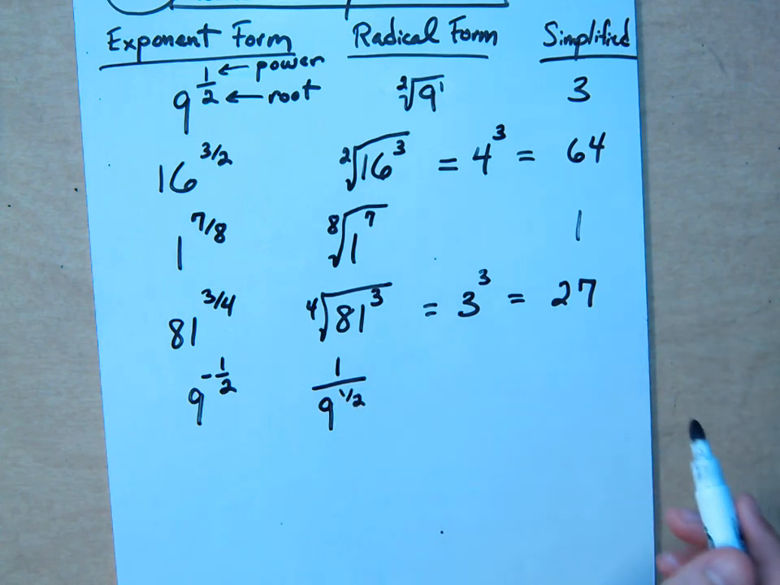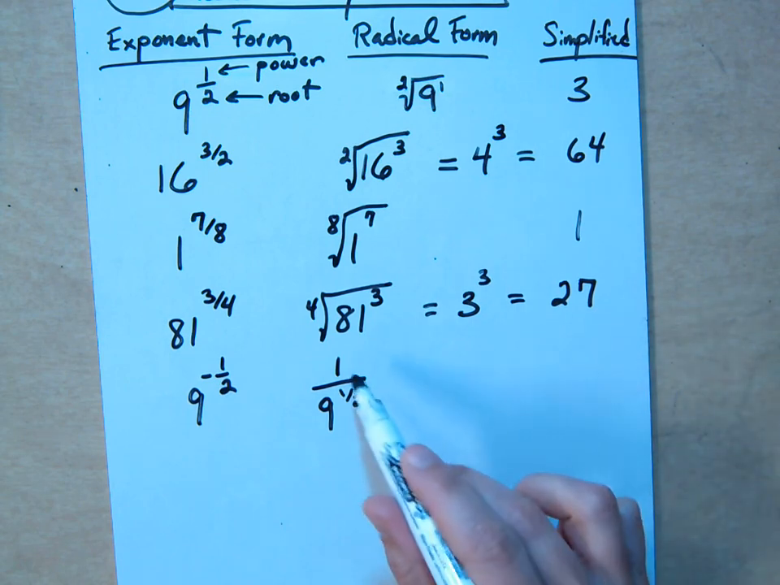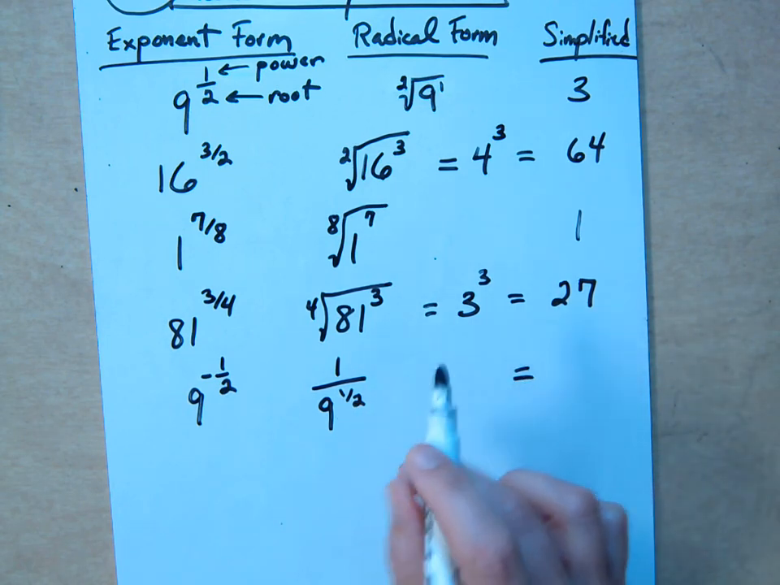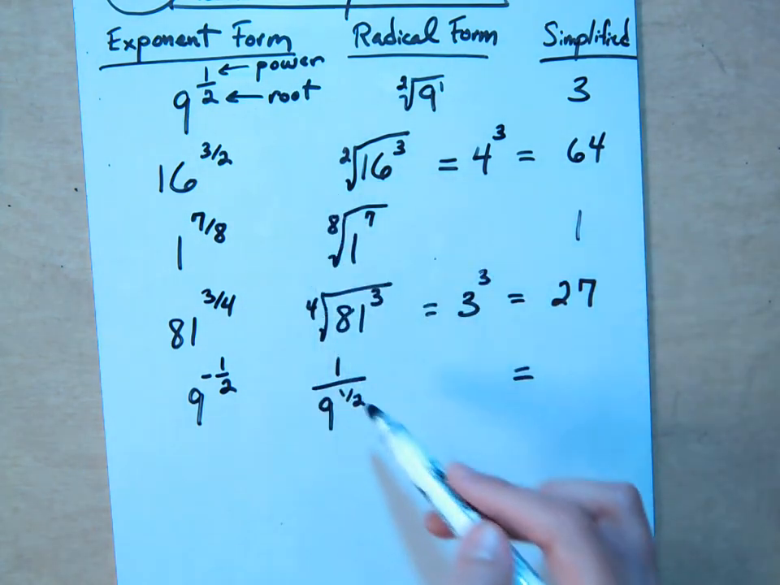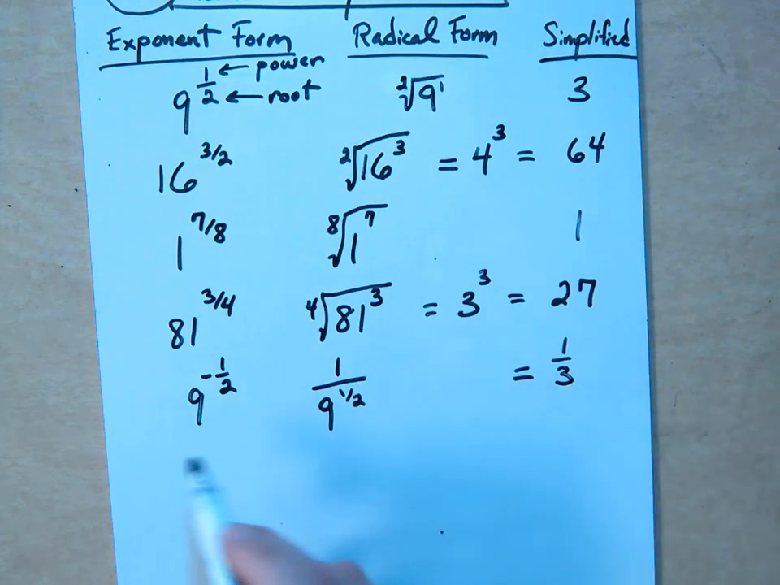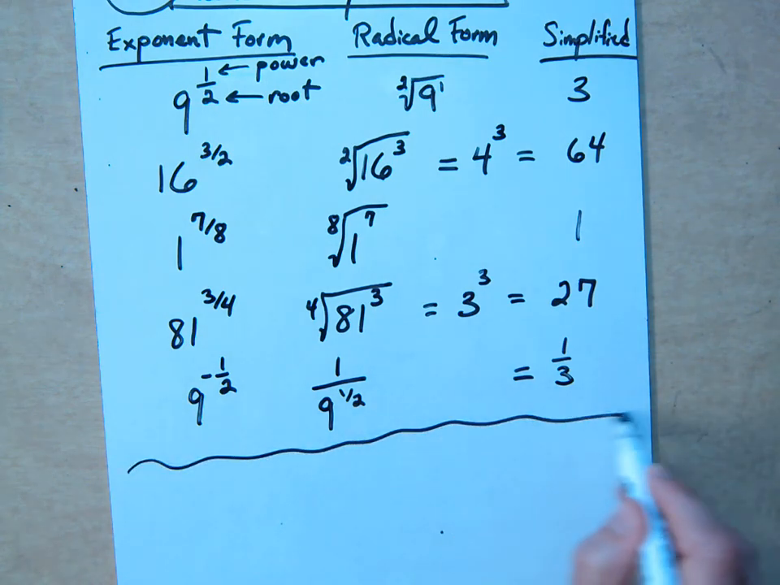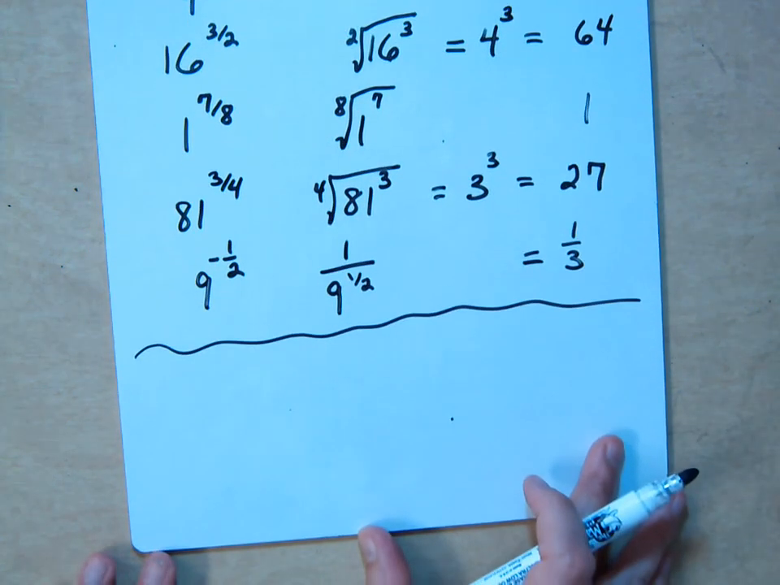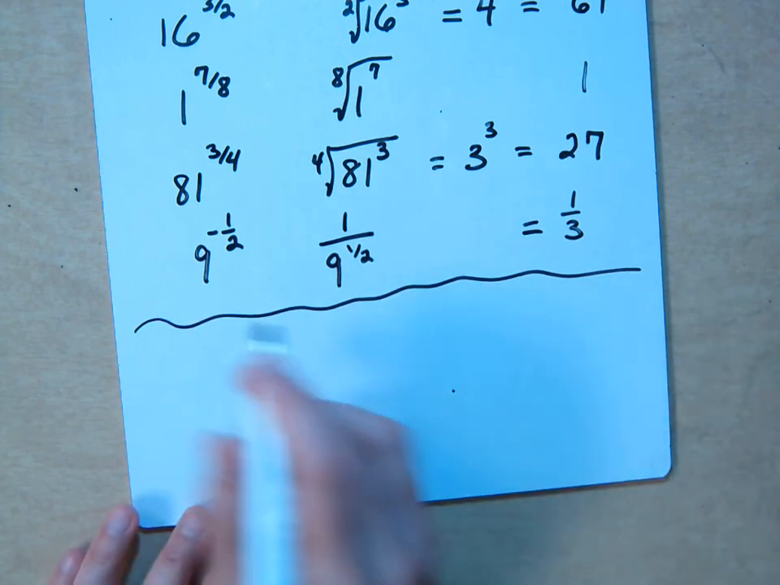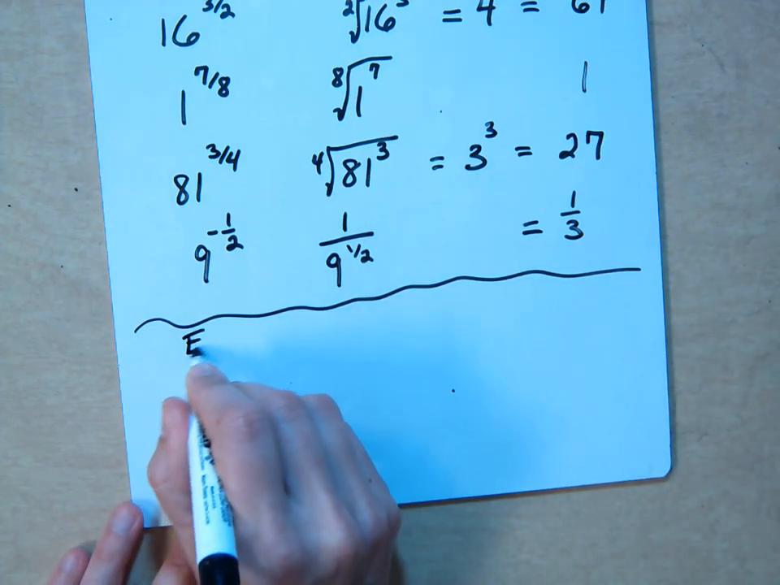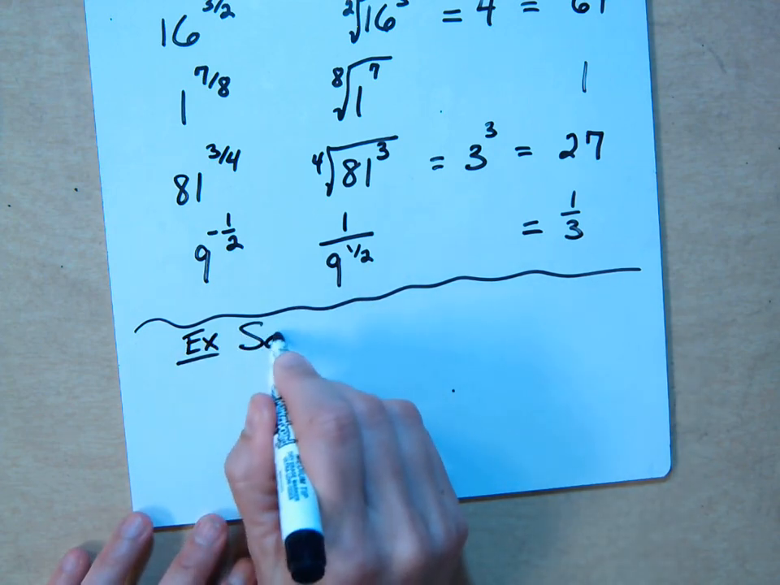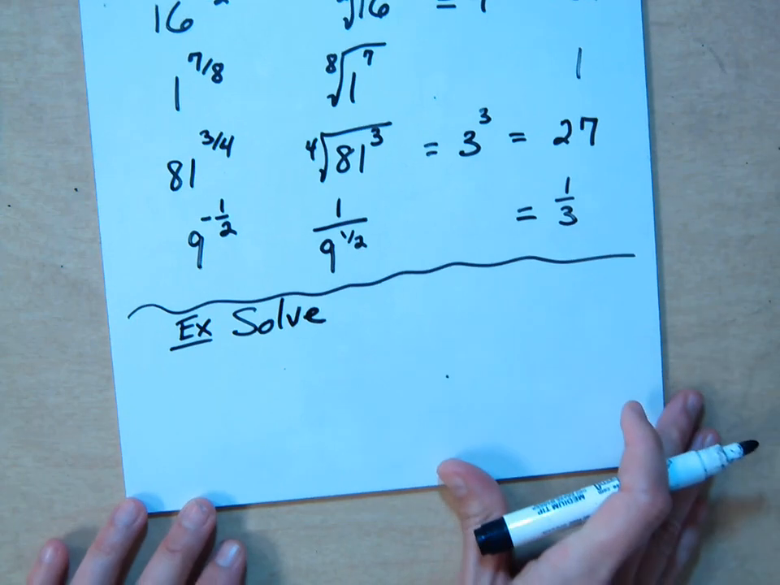So it's 1 over 9 to the 1/2 power, and we know 9 to the 1/2 power is 3 from before, so it's just 1/3. So that's just converting. One of the skills from today is just being able to go back and forth and know what a fractional exponent means. Now let's look at some examples of equations. Those were expressions. These are equations that we want to solve.